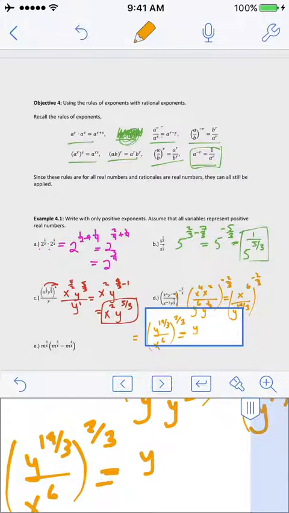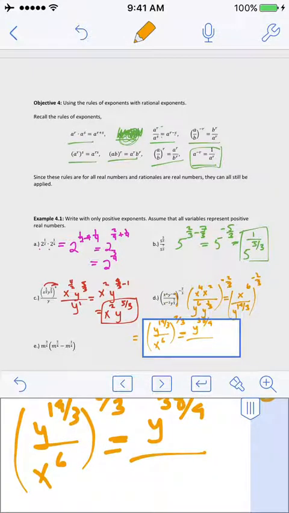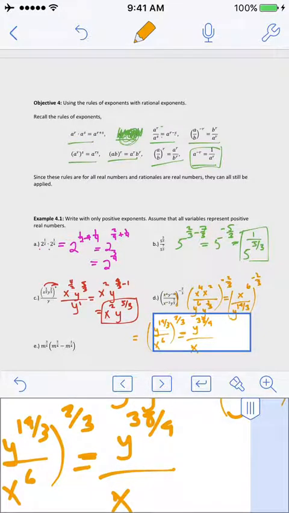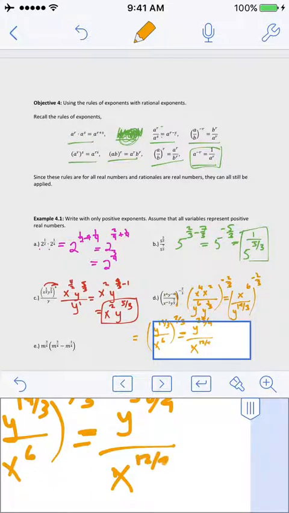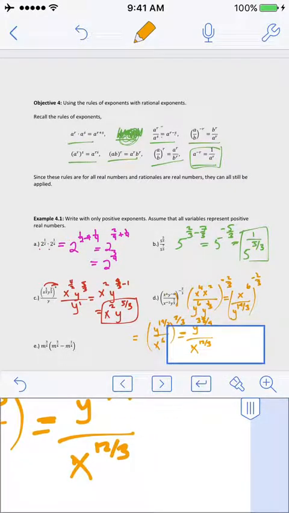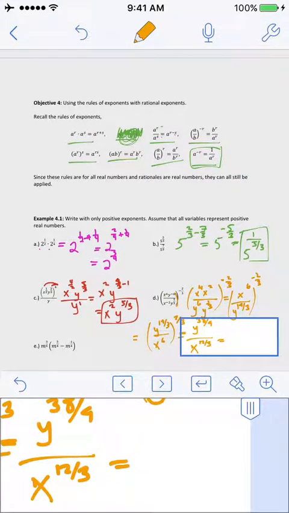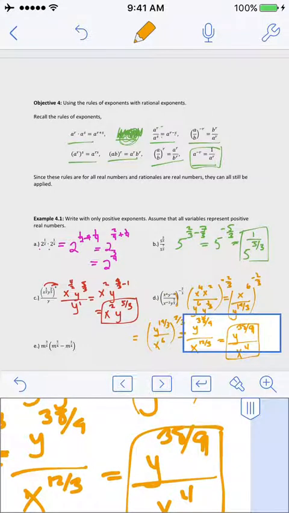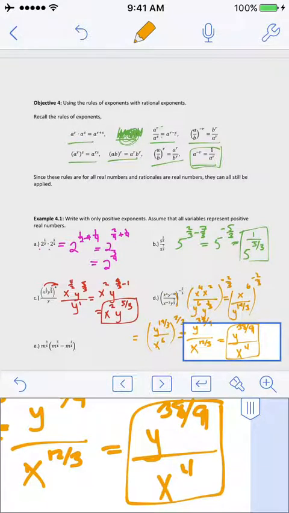So I get y to the 38/9 over 2/3 times 6 would be x to the 12 over 3. And it looks like I can reduce that bottom one a little bit. So my final answer would be y to the 38 over 9 over x to the 4th. Not the prettiest fraction, 38 over 9, but that's okay. I have all positive exponents, and I have one of each base. I am done.